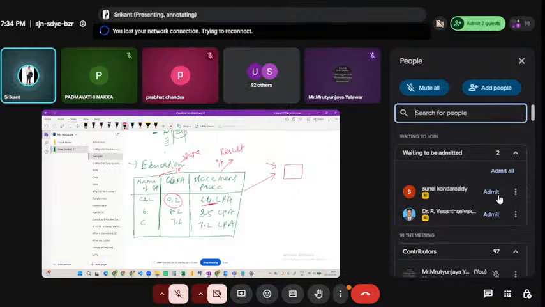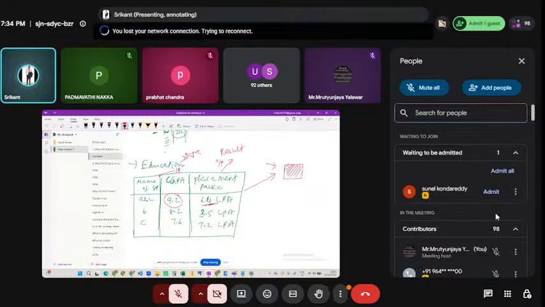So I have to tell it that if 9.2 is there, the output will be 6.4. If 8.2 is there, the output will be 8.5. So I teach this model. If someone asks, for example, the CGPA is 8.2, how much package will they get? Then the model will predict the answer, like 8.1 LPA.